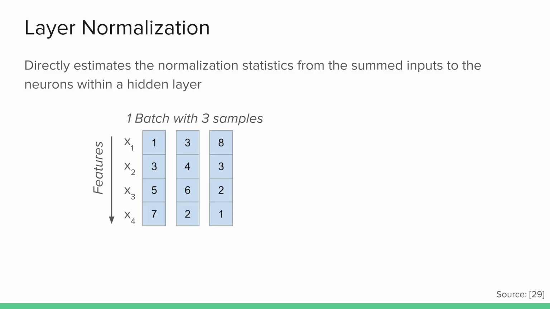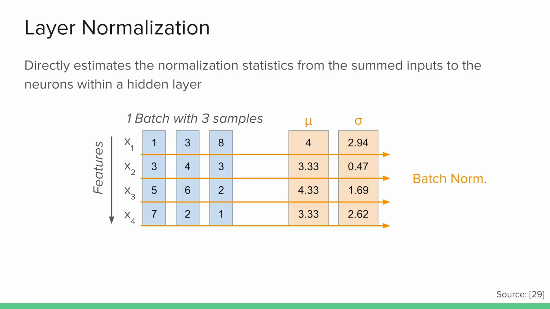If we have a batch with 3 samples here, and those are our input features, x1 through x4, then what batch normalization would do is calculate the statistics, the mean and the variance, for each feature. So here across the features x1, 2, 3, and 4. But as you can imagine, this is now sensitive to the size of our batches. So if you have a small input batch size, the output statistics that we compute here are very sensitive.